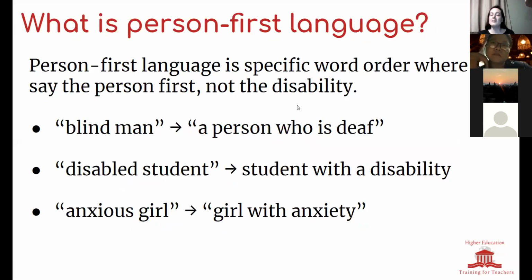So this is because everyone is unique. People aren't only their disability. So it's good to indicate that they are first a person and then they just have that disability. They are not only that disability. So they're a person who has that disability. It doesn't define only who they are. Okay, good. Use person first, then specify the disability.